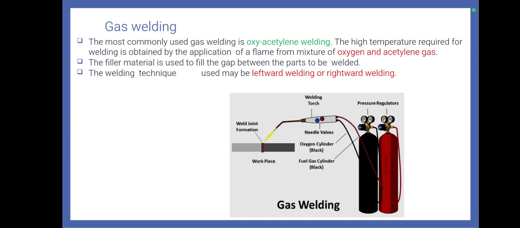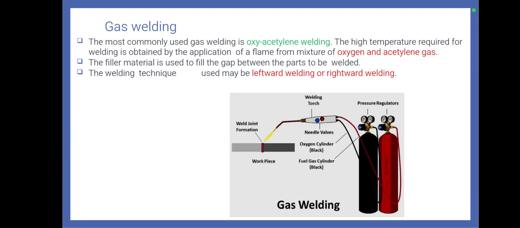Leftward or forward welding means in this technique the weld is started from the right hand of the seam to the left hand. This method is employed for welding plates up to 3 mm thickness without edge preparation and up to 5 mm thickness with edge preparation. Plates above 6 mm thickness are not economical to weld with this technique.